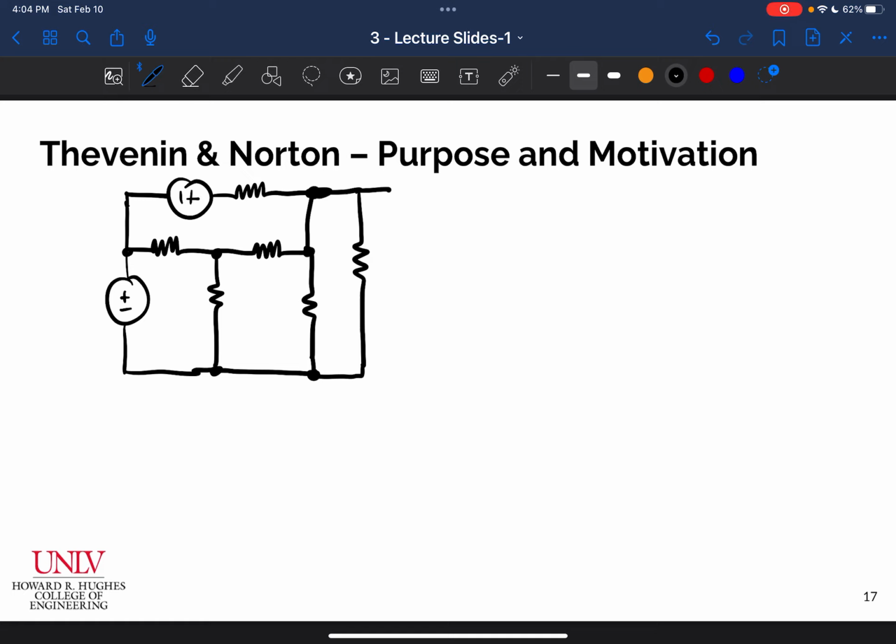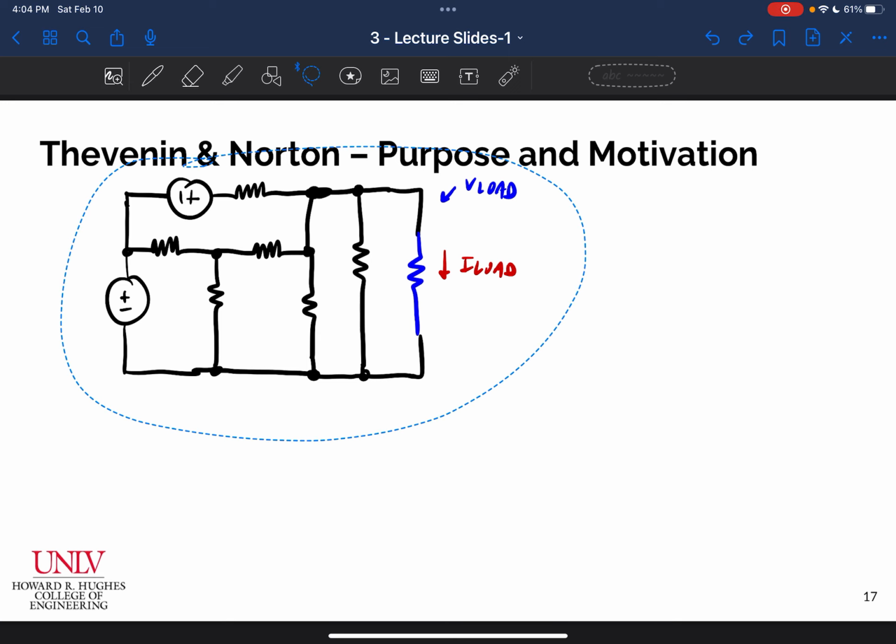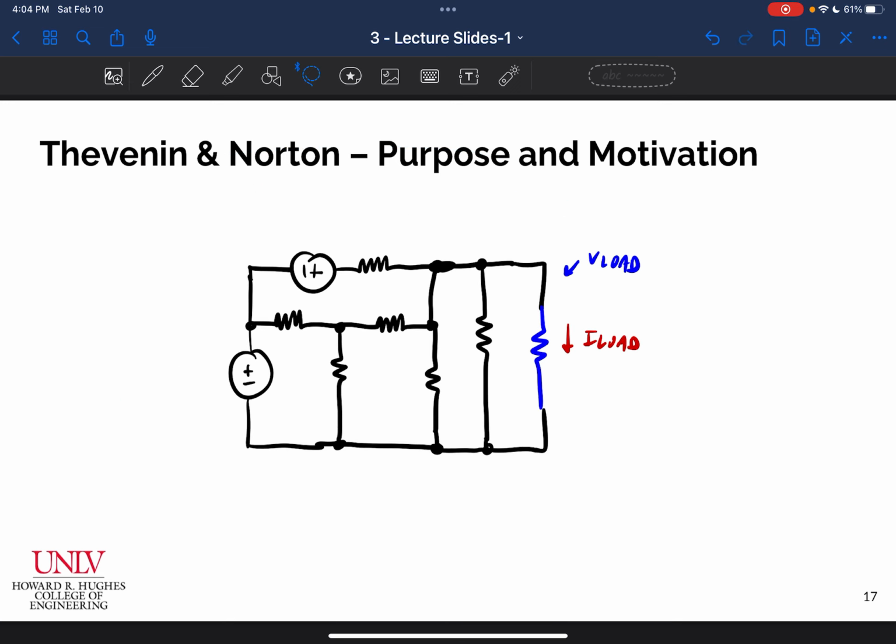And let's say that your load is this resistor here that I'm going to draw in blue. If you wanted to solve this circuit, you would have to sit here and do either mesh analysis or superposition or one of the things that we've learned so far. And I would ask you to solve for V load and I load in this circuit. First of all, I'm never going to give you anything that looks like this, so don't worry. I'm just saying this is the motivation for Thevenin and Norton. This is why it was basically invented.